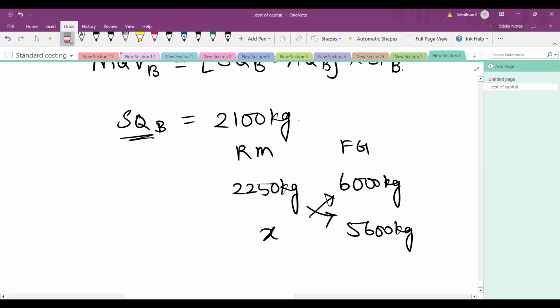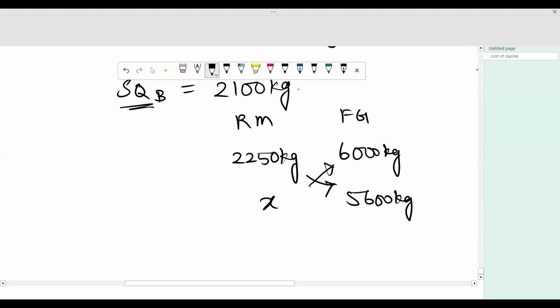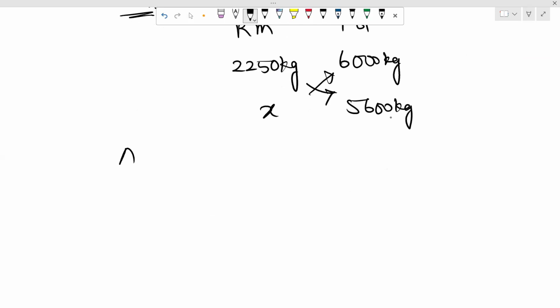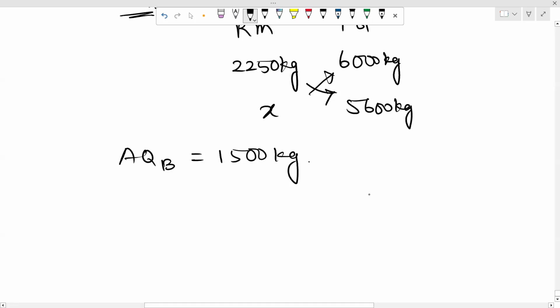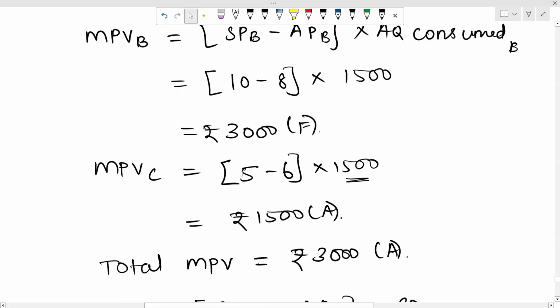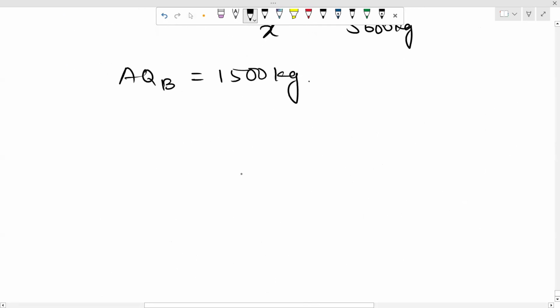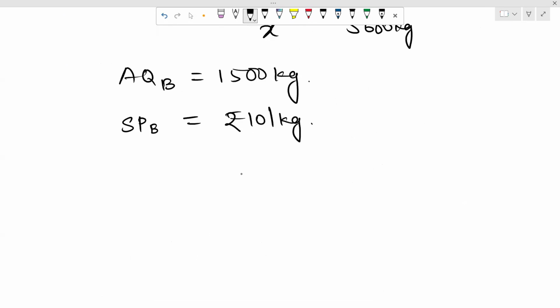But actually, we did not consume 2,100 kg of raw material B to produce 5,600 kg of finished goods. Actually, we consumed only 1,500 kg of raw material B. And we are getting this actual quantity figure from working note number 4. Actual quantity of raw material B consumed is only 1,500. And standard price of raw material B is equal to rupees 10 per kg, which is given in the question. Now just apply the numbers in the formula.